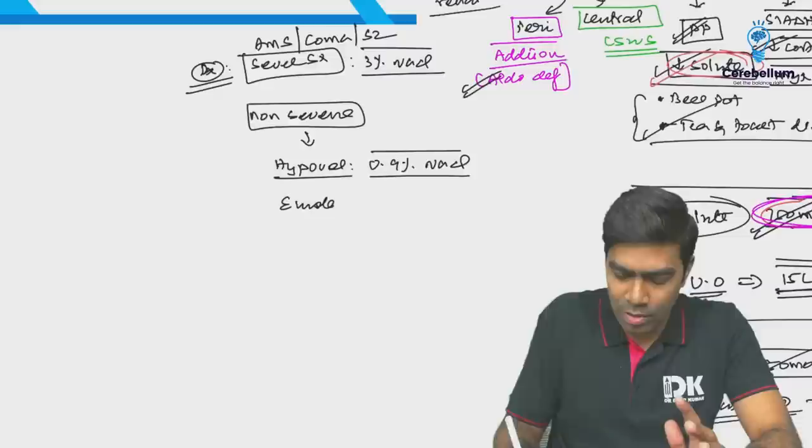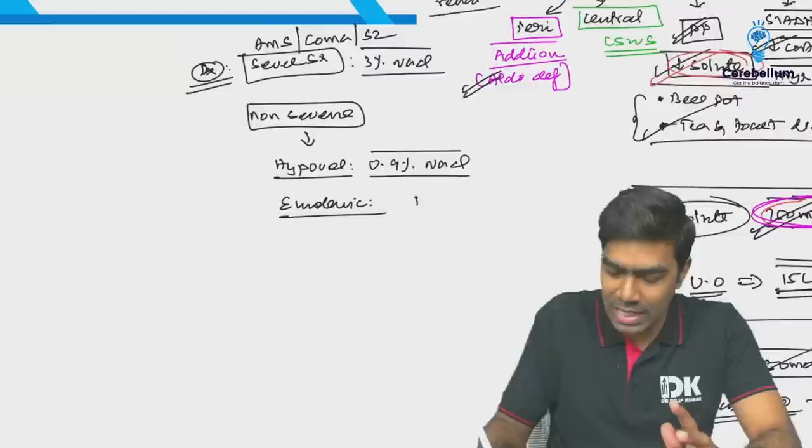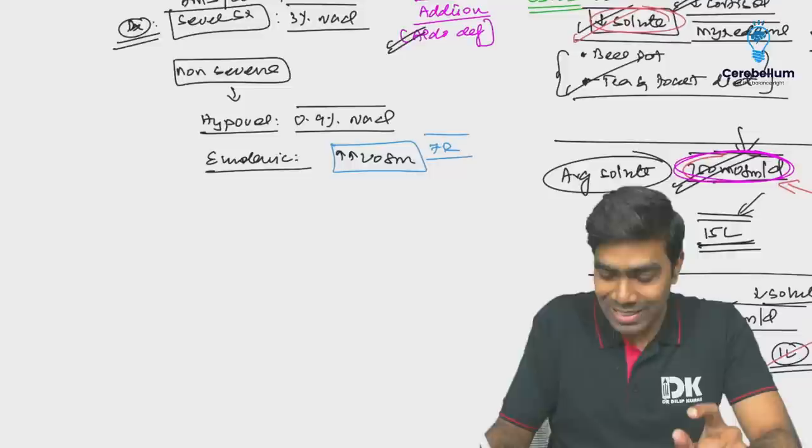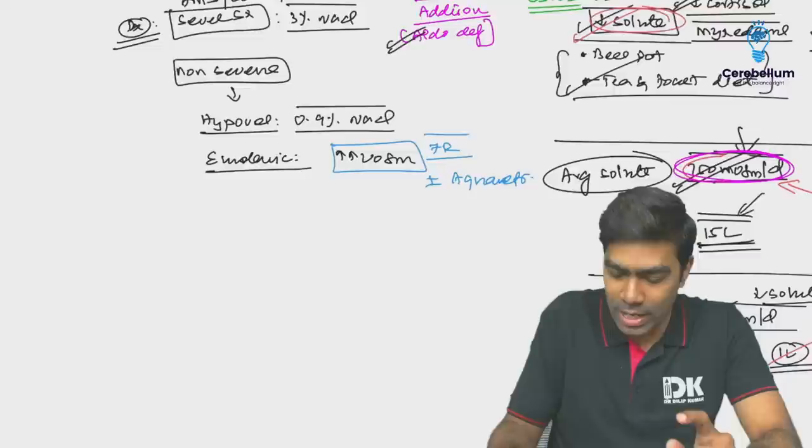If it's a euvolemic hyponatremia, what am I going to do? You have to see the urine osmolality. If the urine osmolality is high, which means I am absorbing more water from the kidneys. That's why the urine is concentrated. So here I'm going to use fluid restriction, plus or minus aquaretic agents. What are aquaretic agents? We are talking about Vaptans and demeclocycline.